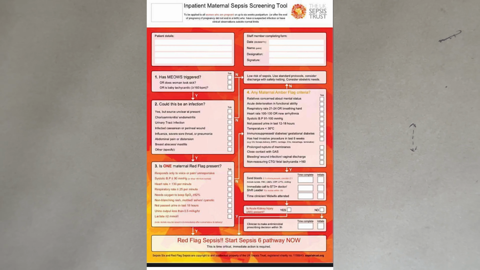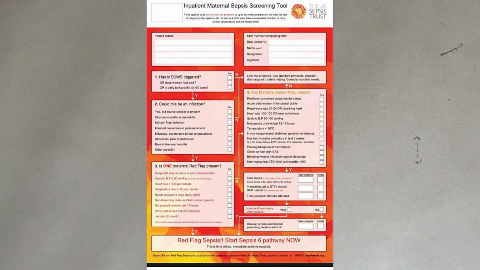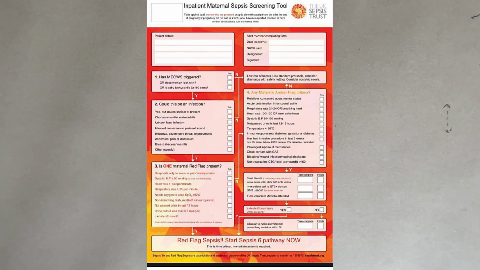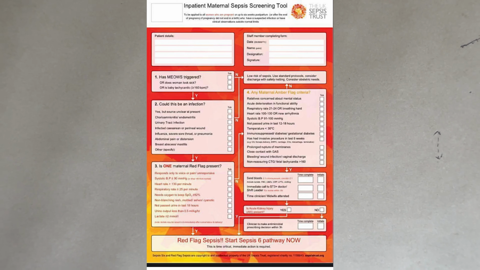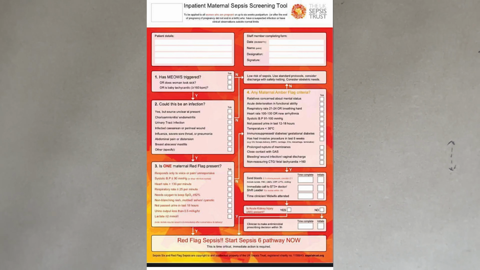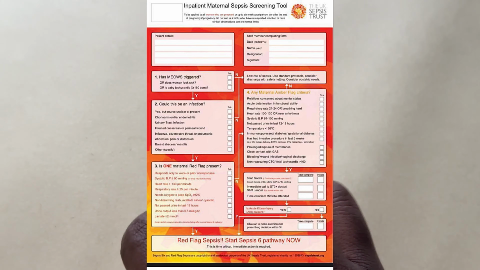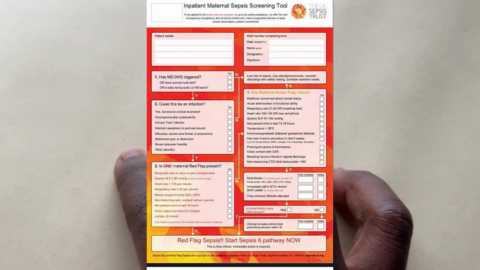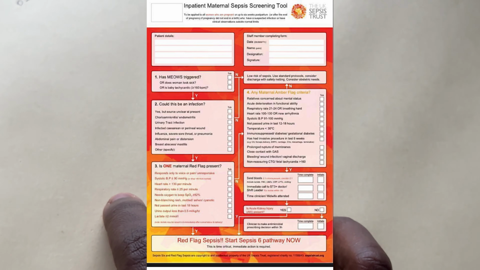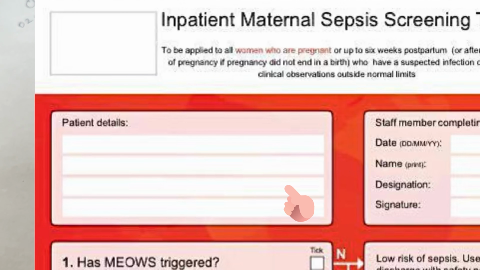So we are going to learn about our sepsis screen, and let's get straight to it. The first one you want to talk about is patient details, and that is you filling in the patient details. And how do we fill patient details?